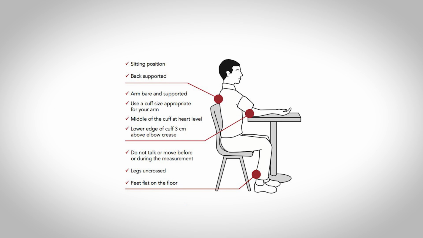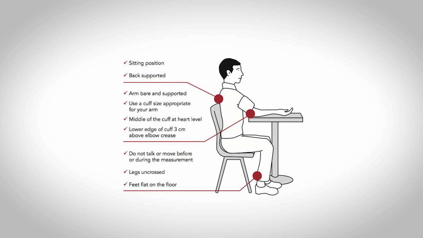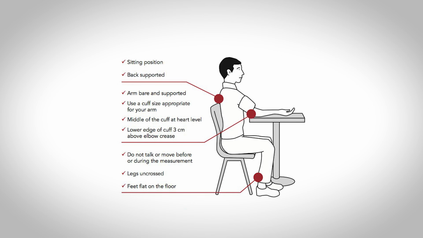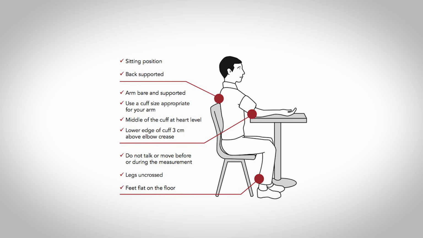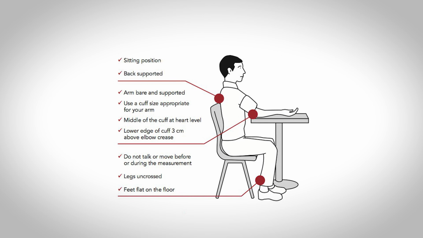The correct way to do it is you want to be sitting and relaxing in a chair with the back supported, legs uncrossed with both feet on the floor, and the arm that is being used should be supported at the level of the heart. And you would want to be sitting and relaxing in this position for about 5 minutes before measuring the blood pressure.